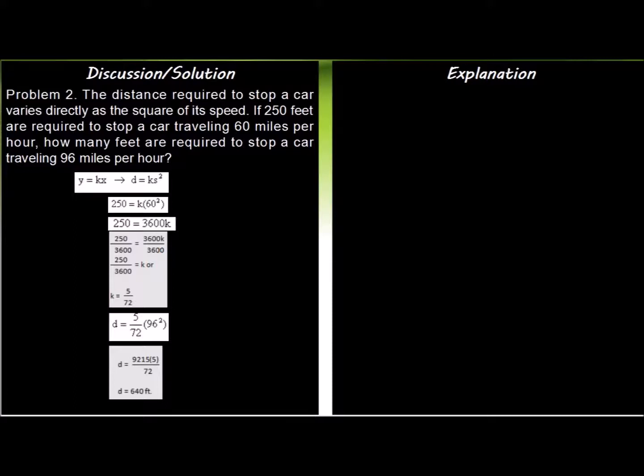To solve for D, all you have to do is use again the formula. D is equal to K S squared. And in here, we're going to use the second value of the speed, which is 96. So D is equal to 5 over 72 times 96 squared. And D now is equal to, the 96 squared is 9,216 times 5 over 72 to get the final value of D, which is equal to 640 feet.